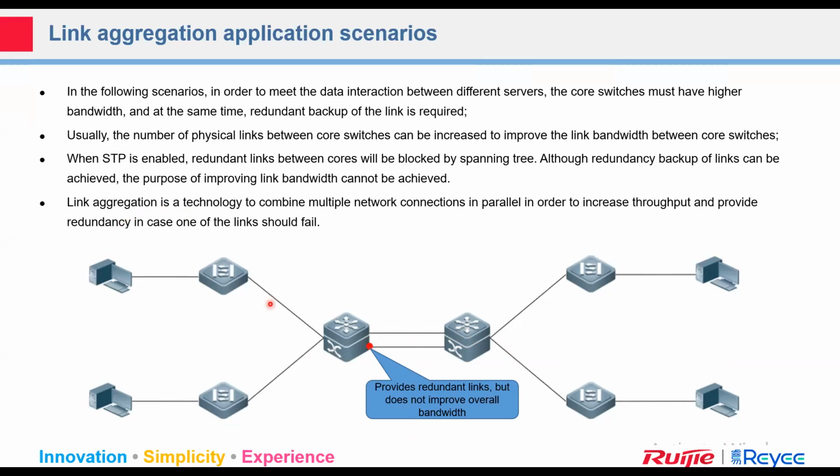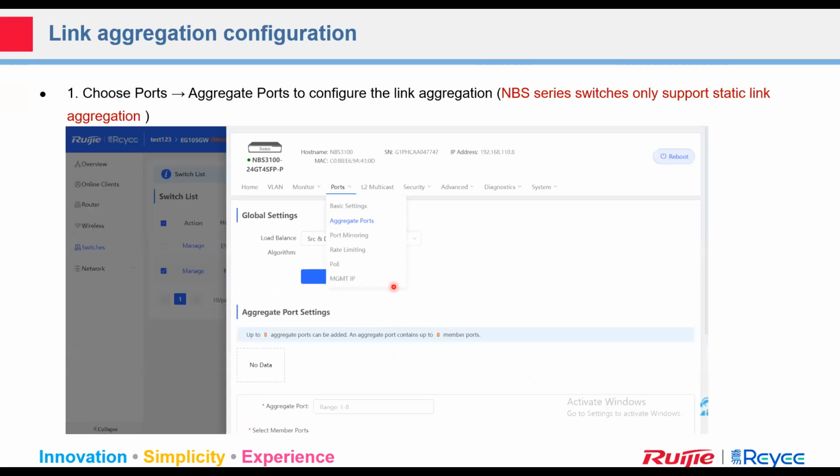So when STP is enabled, the redundant link will be blocked by the spanning tree, and that will reduce the redundancy link. So in order to achieve that, we use link aggregation to combine multiple connections in parallel, so as to increase the throughput, and to provide redundancy in case one of these links fails. So how do we configure this?